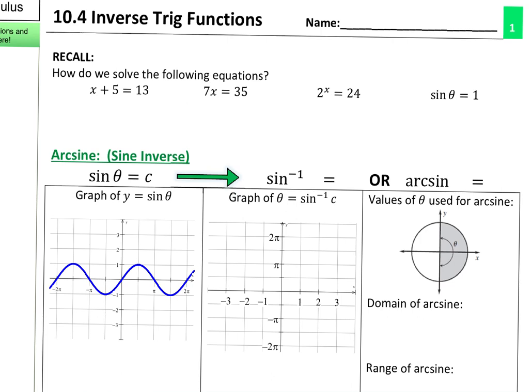Hello, Pre-Calc Honors kids. This is Miss LaFour, and today we're looking at 10-4 inverse trig functions. So the very first part here, notice it says recall. How do we solve the following equation?